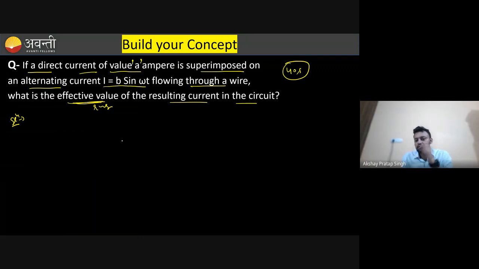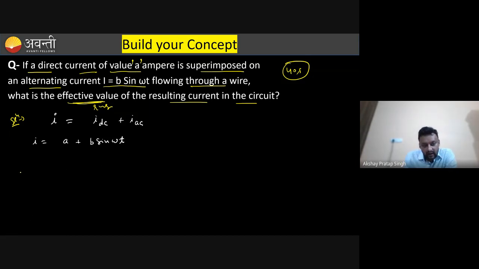Now, first of all, there are two currents. One is DC, one is AC. So what is the total current? The total current will be the current in the form of DC plus the current in the form of AC. If you combine these two, the total current will become DC, which is A, plus AC, which is B sine omega t. Is it clear?